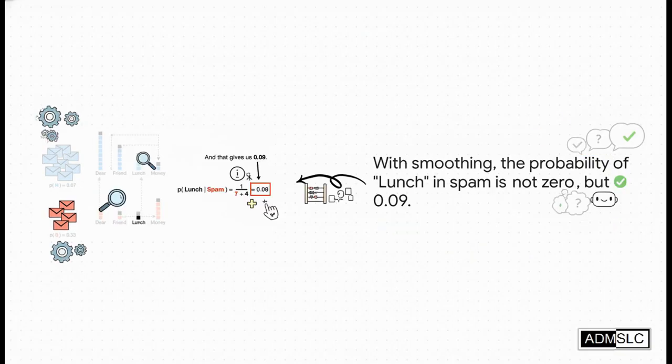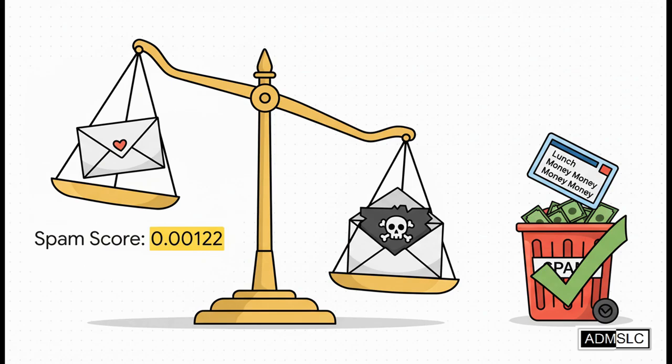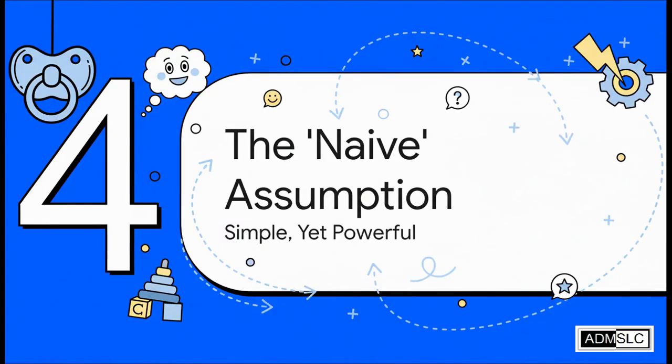And what happens when we apply this smoothing? Suddenly, the probability of seeing the word "lunch" in a spam message is no longer that catastrophic 0. Instead, it becomes a very small but, crucially, non-zero number, in this case 0.09. The calculation is safe from breaking, and the algorithm can now make a proper judgment. With smoothing in place, check out the final scores. The normal score is absolutely minuscule, but the spam score, while still small, is over 100 times larger. The algorithm compares them, and that message, "lunch money, money, money, money," is now correctly flagged as spam. The system is fixed.